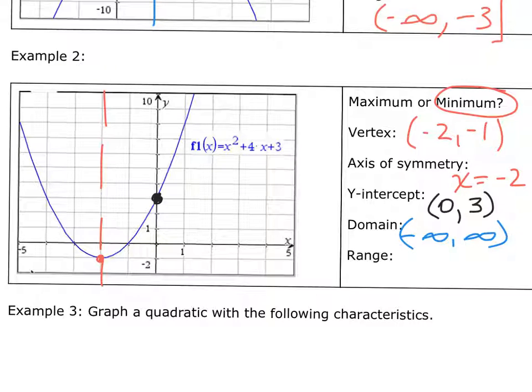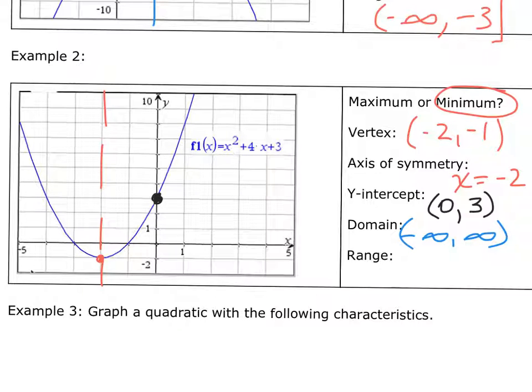So here's kind of a cheat, you guys. For all parabolas, the domain is all real numbers. It's always going to be -infinity to +infinity. Okay? All right, what about the range?